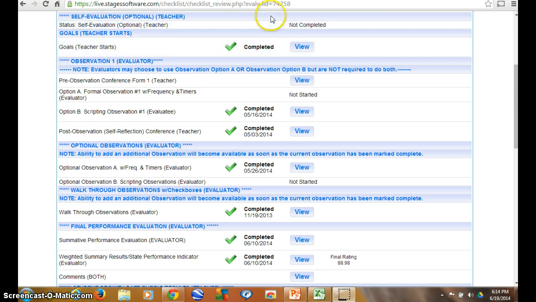The first thing, early in the year, a teacher could do a self-evaluation. My teachers did not do those the past 2 years. I may have a couple teachers do them this coming year.